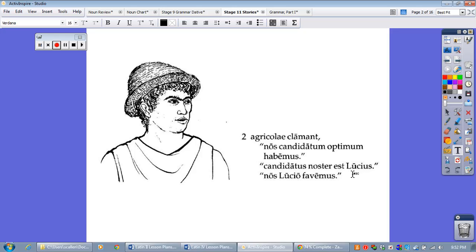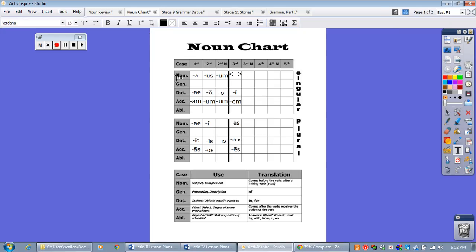Nos Lucio favemus. Okay, nos means we. Favemus means support or favor. And then look at how his name is spelled. Lucio, it ends in an O. Now, in this previous sentence, we saw Lucius, so we know his name in the nominative ends in US. So we look at the handy-dandy noun chart. Nominative, US, okay, second declension noun. Where do I see the letter O?